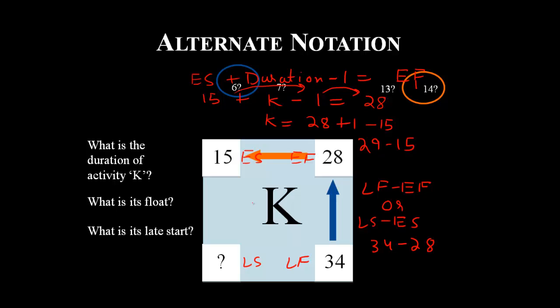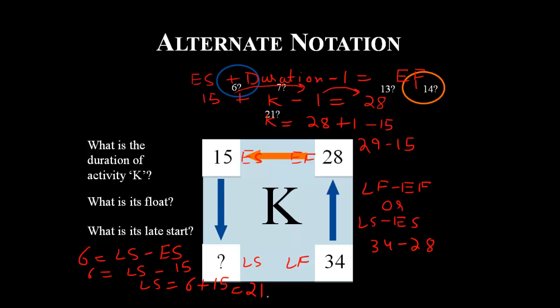Again, we know the float is 6 in this case, and we know the formula for float is LS minus early start. So 6 equals late start, which we don't know, minus early start, which is given to us as 15. So LS is 6, just take the 15 to the other side, plus 15, which is equal to 21. So this is how we calculate it. You may find questions in the exam similar to these, and this is how we would calculate them.